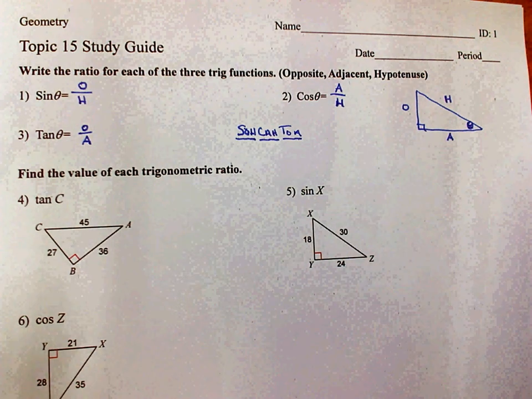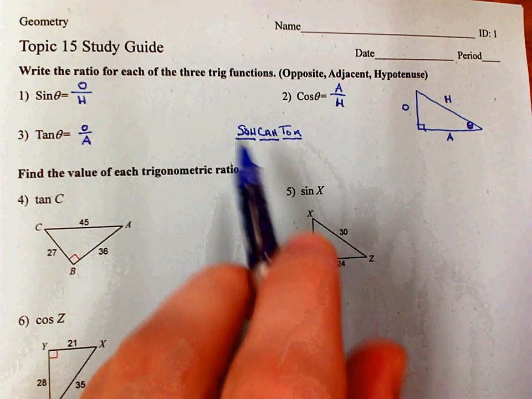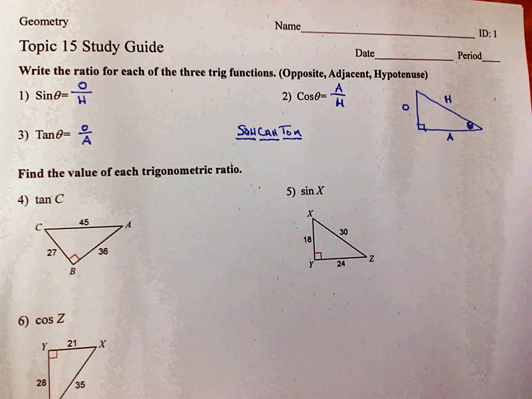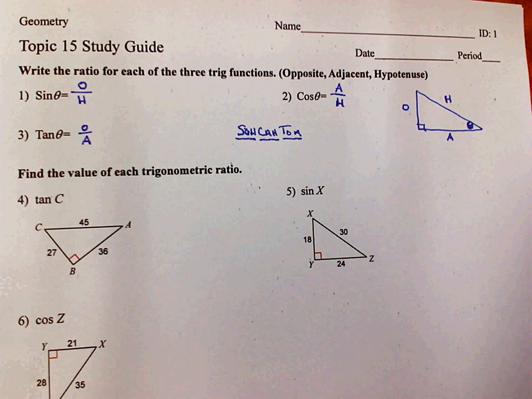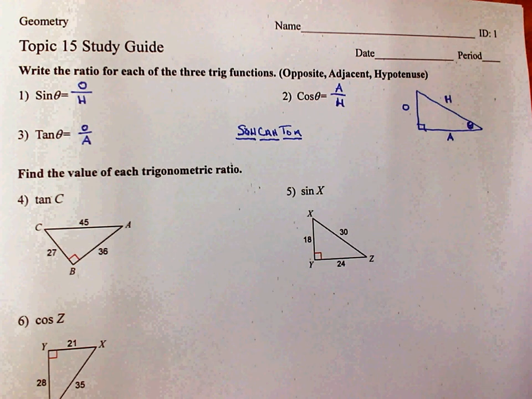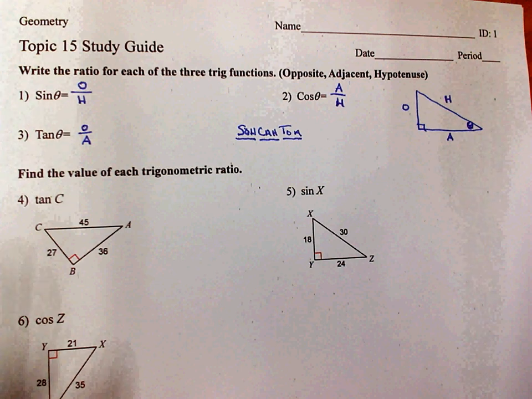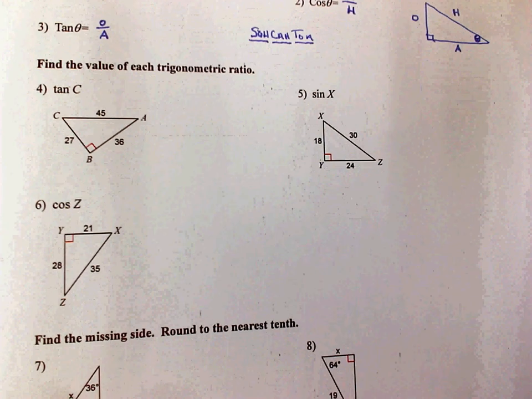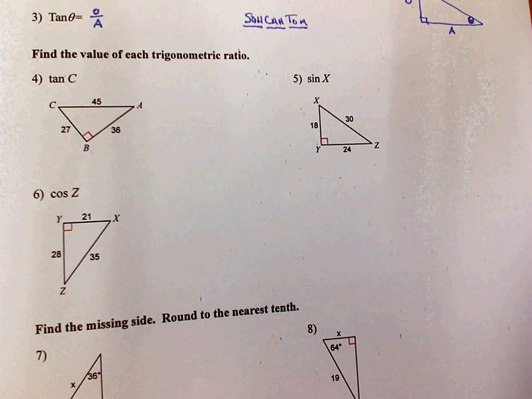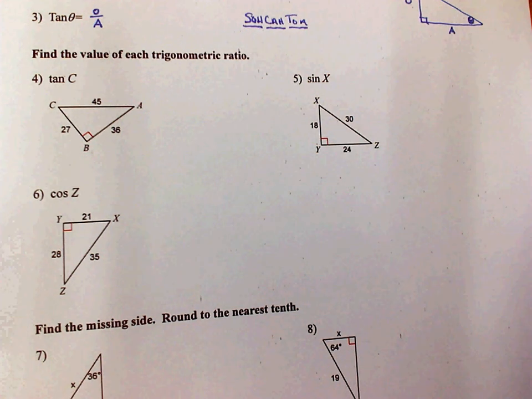So those three ratios are just something that you memorize, hopefully based off of that word or based off something else that you've learned to use to help you. And you just need to be able to write those ratios, because without those ratios, nothing else on this entire study guide can really be done. Case in point here, let's look at 4 through 6. Find the value of each trigonometric ratio. So number 4 starts off by asking for the tangent of C.